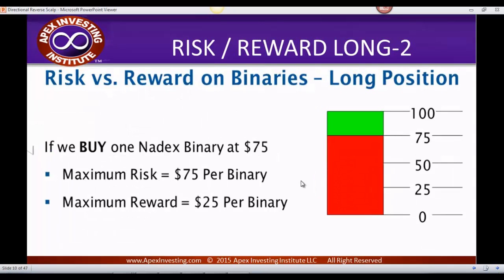Let's look at another example. What if I buy a binary for $75? Well, the most it can be worth at expiration is $100. So the max risk is the $75 I put up in order to buy that binary. My maximum reward, the most I can make, would be $25. So again, the difference between what I bought it for and $100. All right, that's on the long side, if I'm buying a binary.